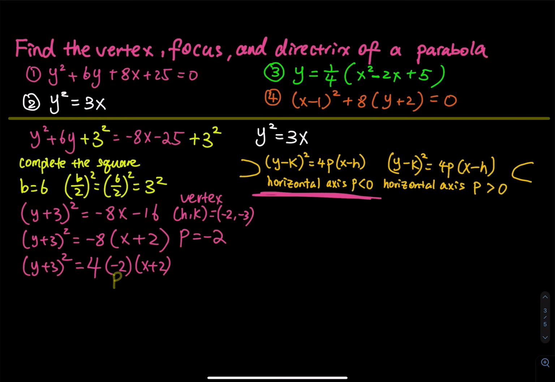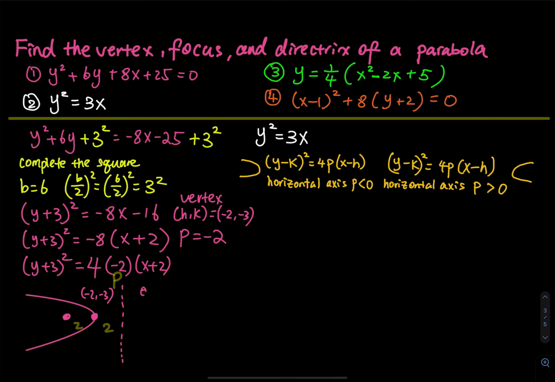Another way that we can do this is we can draw a quick graph, and it's facing to the left, so we have the vertex, so we can draw a parabola like that. So here my vertex is negative 2 comma negative 3, and that means the focus is right over here, and the directrix is right over here. Since p is equal to negative 2, which is 2 units, we have to go 2 units to the right and then 2 units to the left. So how do we do that?